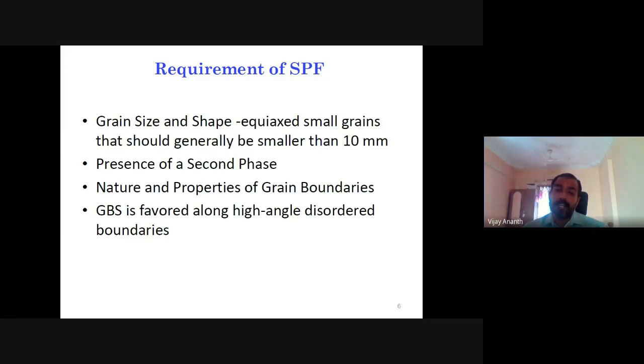So what will happen? While the second phase is there throughout the grains, the grains will move very easily. It reduces the friction between the grains, so it will improve the formability of the material. So this is the main requirement of the second phase presence in superplastic forming. Understand, no? Right. The next one is grain boundary shape also. Very large angled grain boundaries will reduce the superplastic forming, so large angles should not be there. Very small angles are very useful for superplastic forming, right?